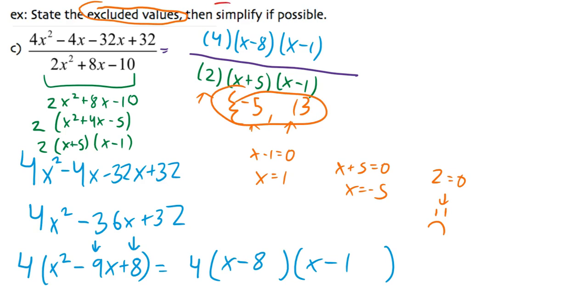When I do simplify, I just cancel my common factors. x minus 1 cancels. 4 over 2 is the same as 2 over 1, and I don't really need to write a 1. So that turns into 2 times (x minus 8) over (x plus 5).